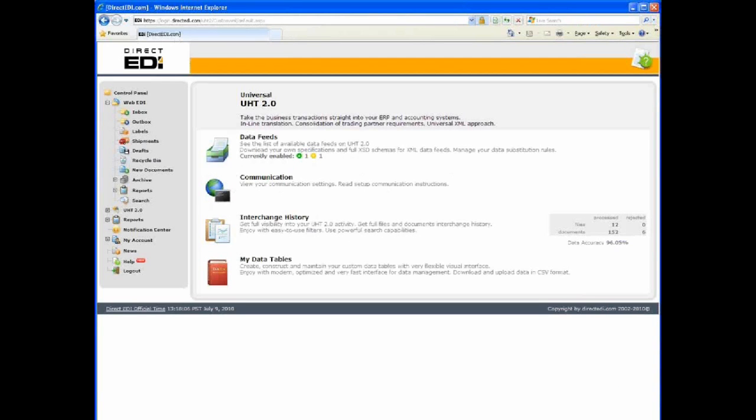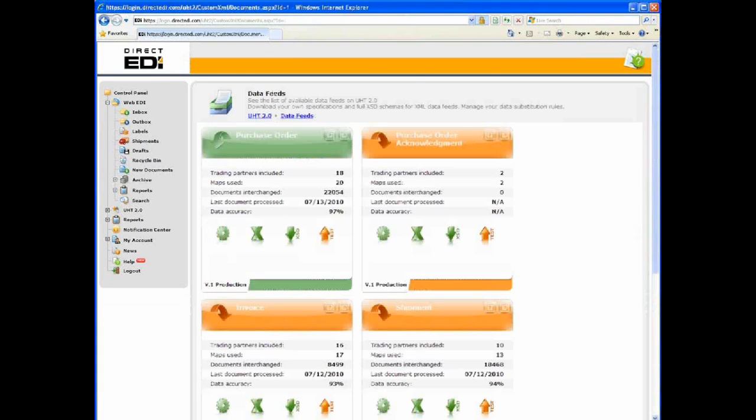Universal Posted Translator consolidates everything into transaction types. Transaction types are formed into what we call data feeds. Within a data feed, all the trading partner requirements are consolidated into one feed per transaction type. Let me give an example. We see here 4 data feeds or 4 different transaction types: a purchase order, acknowledgement, invoice, and shipment.